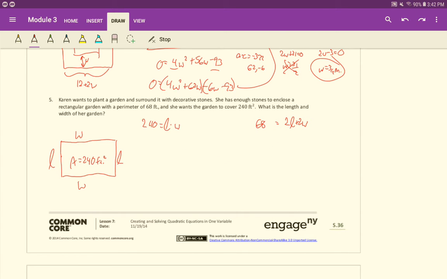Okay, let's solve for L. Doesn't really matter here because we're asked for the length and the width, so we're going to have to do both anyway. So I'll subtract 2w on both sides. We get 68 minus 2w equals 2l. Divide both sides by 2. So we'll get l equals 34 minus w. Plug that 34 minus w in for l right there.